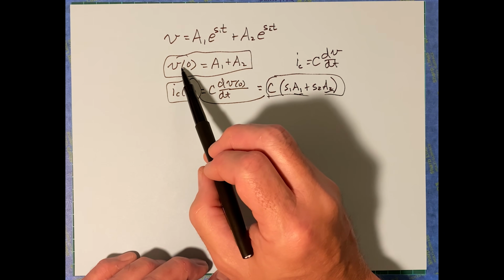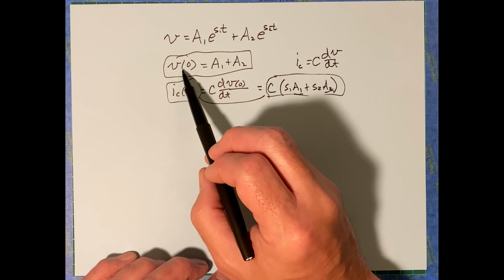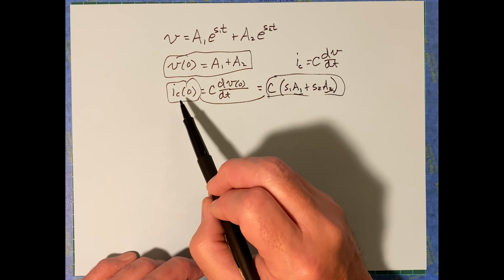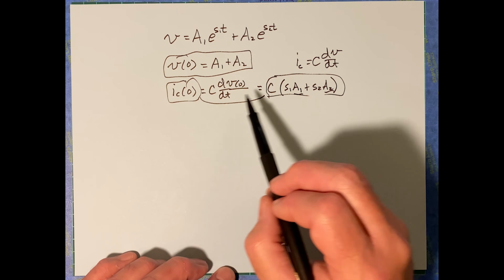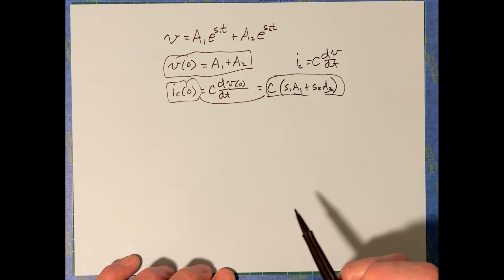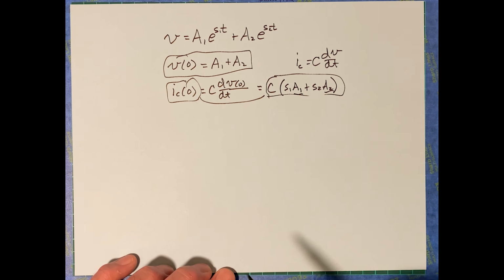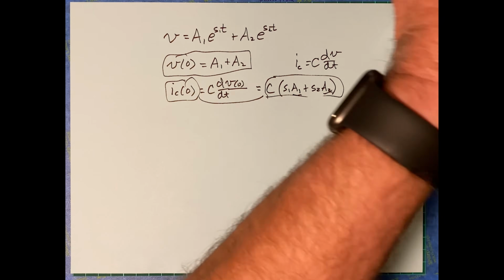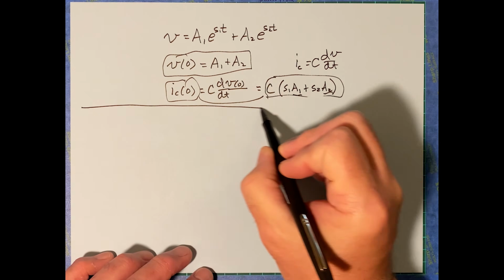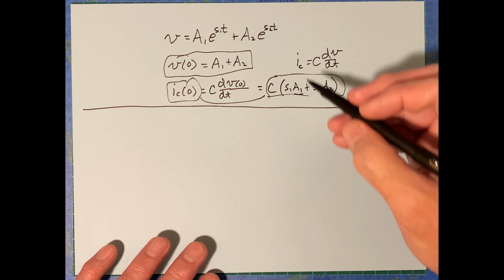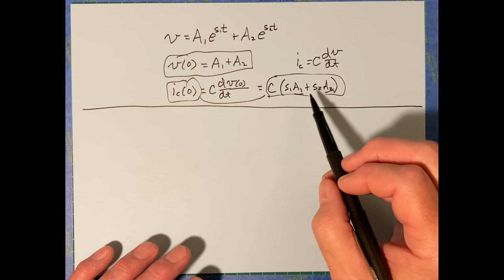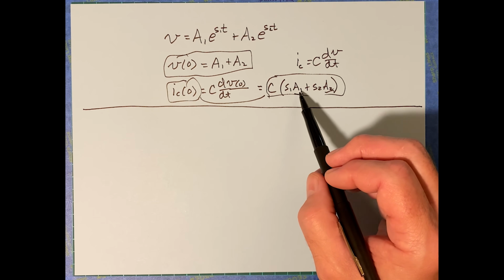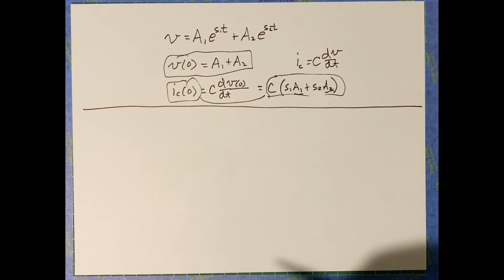Okay, so what does that mean? You need to know the initial voltage, you need to know the initial current through the capacitor, and with that you could solve this problem. Now, you may not be directly given the current through the capacitor, but you will be given enough information that you can figure it out. Given that brief explanation, the problems are really going to boil down to figuring out what A1 and A2 are for this type of problem.